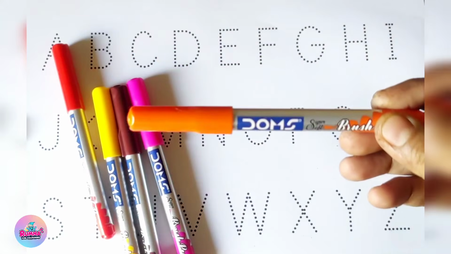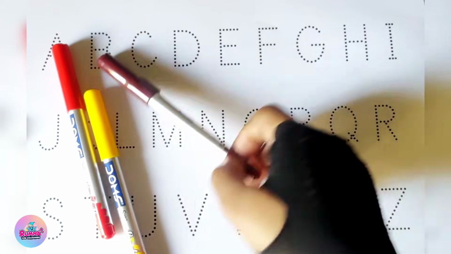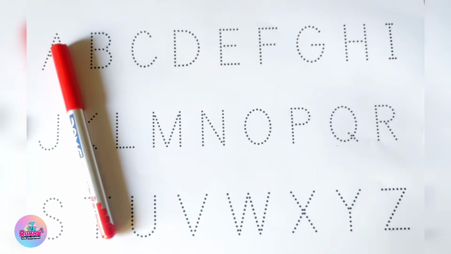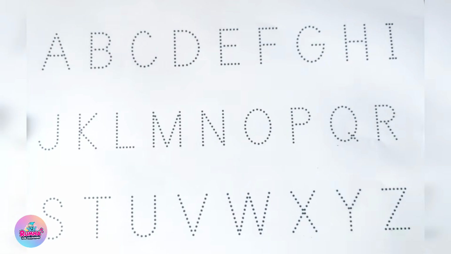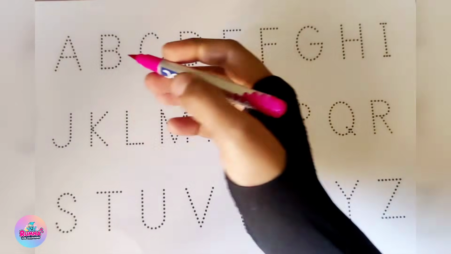This is orange color. This is pink color. This is brown color. This is yellow color. And this is red color. Okay, so now let us start tracing the alphabets.